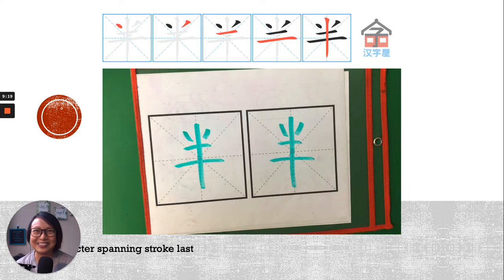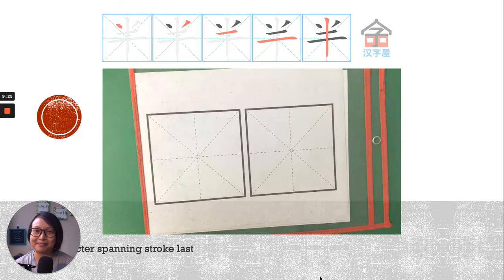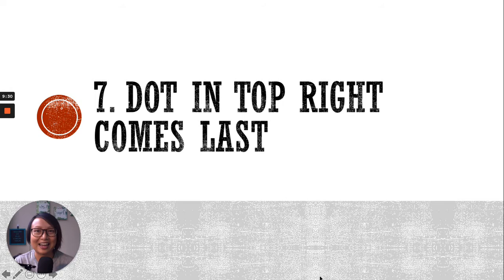What about the next one? Number seven. Dots in the top right, they come last. There will be different places that you can see a dot in the Chinese words. Left, right, top, bottom. And if it happens to be in the top right, we don't touch it until the very last.